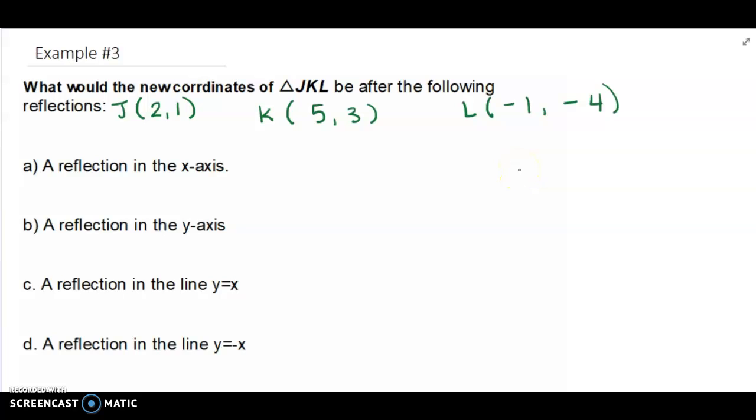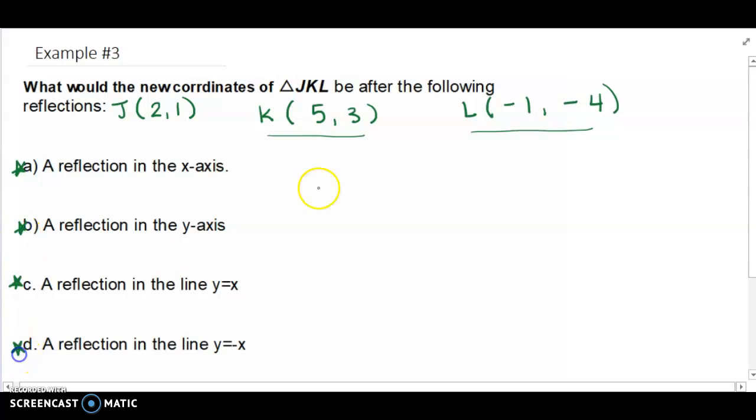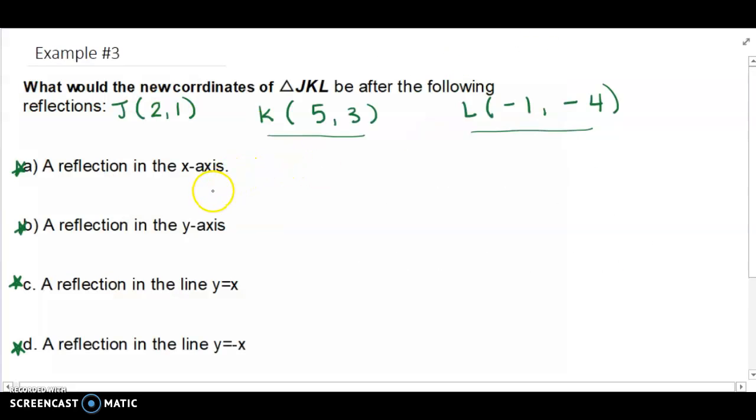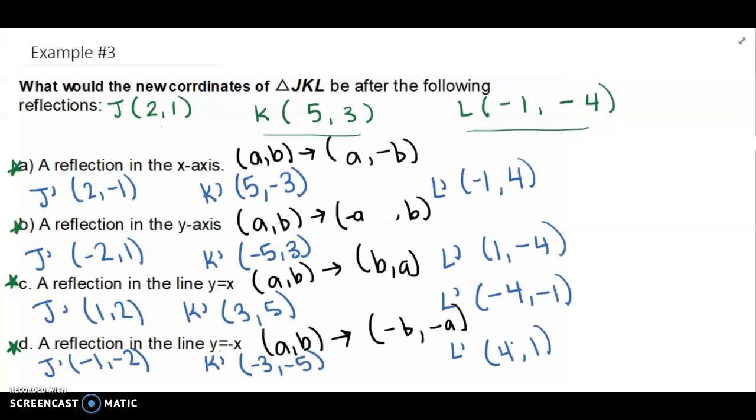All right, now on this one, I accidentally cut off the coordinates of triangle JKL. So I'm just going to write J is 2, 1, K is 5, 3, L is negative 1, negative 4. Now I'm going to pause this, and I want you to go through and do A through D. All of these are basically utilizing those rules that are right here. So all I need you to do is find the coordinates of J prime, K prime, and L prime. You don't have to plot it, just find the coordinates, and then you can check it against mine.